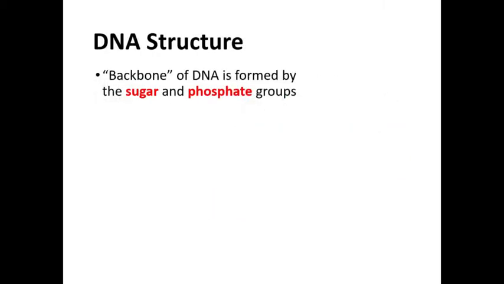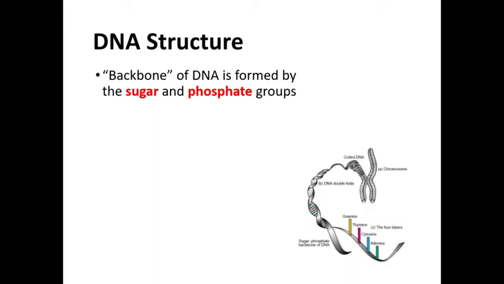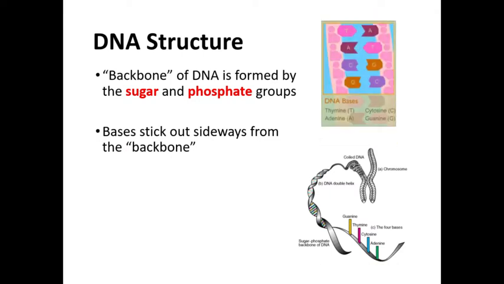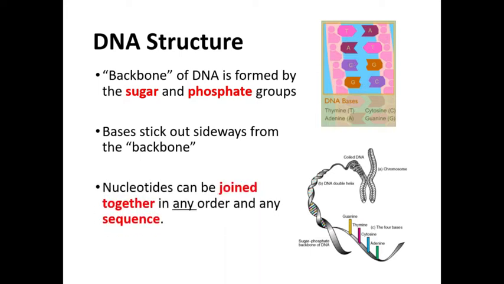DNA structure. The backbone of DNA is formed by the sugar and phosphate groups. The bases stick out sideways from the backbone. So this is the sugar and the phosphates are going to be on both sides, and then going across is going to be your nitrogen bases. So the steps of the ladder. Nucleotides can be joined together in any order, in any sequence. But remember, this alphabet only has 4 letters.